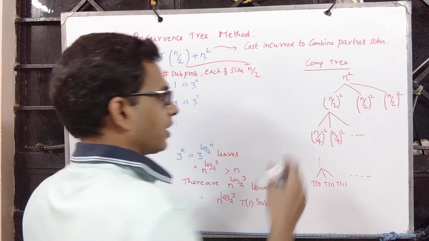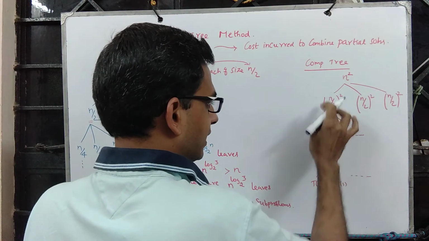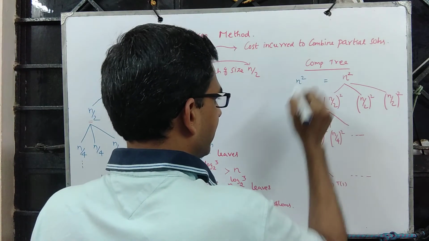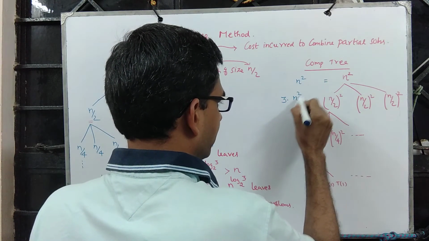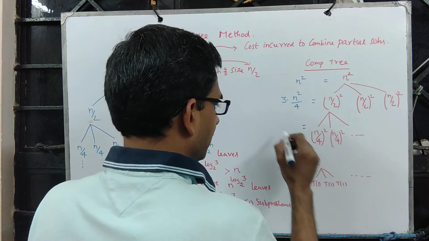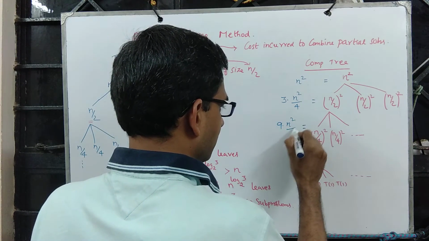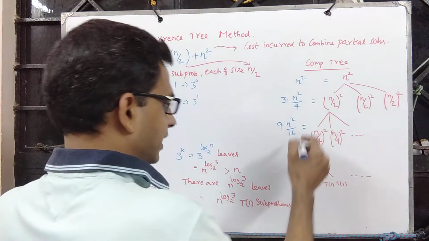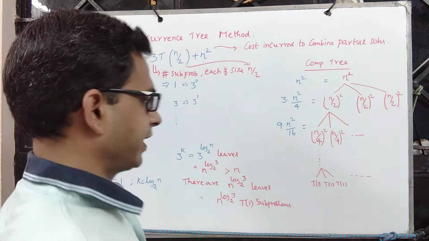Fine. So what is the cost of this tree? Calculate the cost at each level, and sum them. At this level it is n square. At this level we see that it is 3 into n square by 4. And at this level you get to see that it is 9 into n square by 16. Like that it goes, and one can further simplify this to get a closed-form formula.